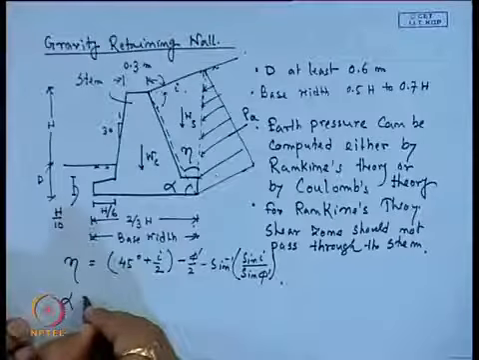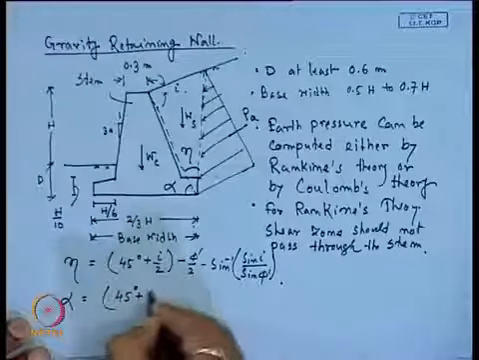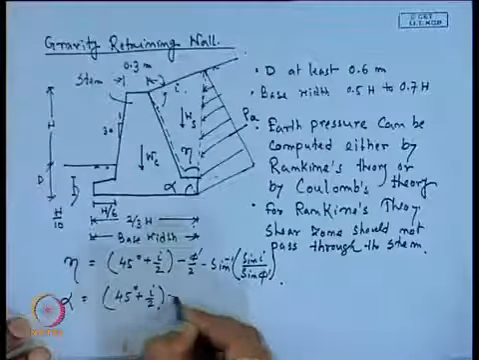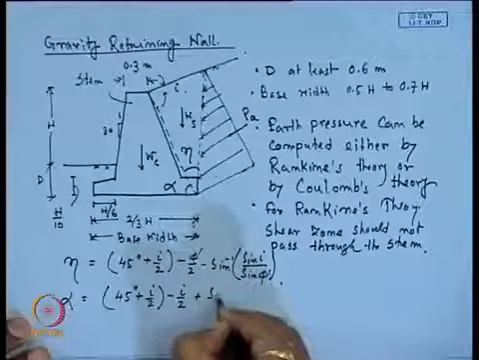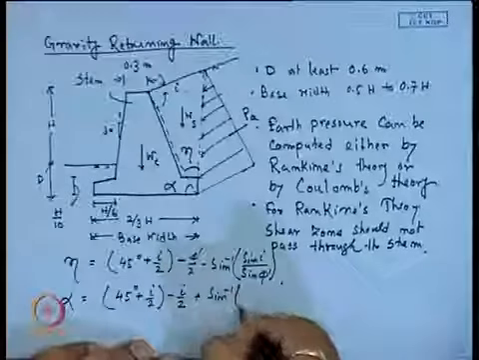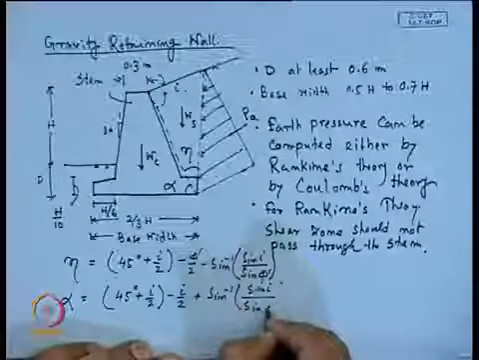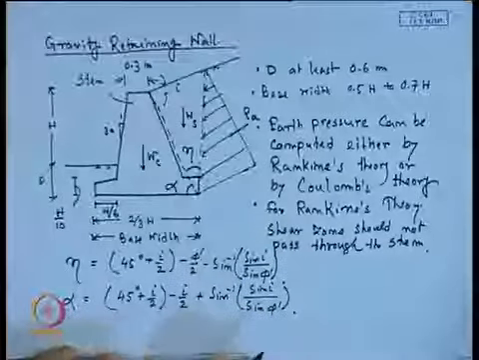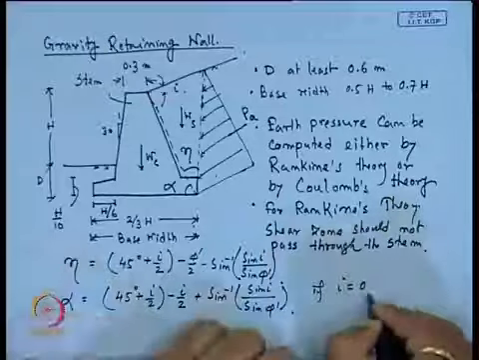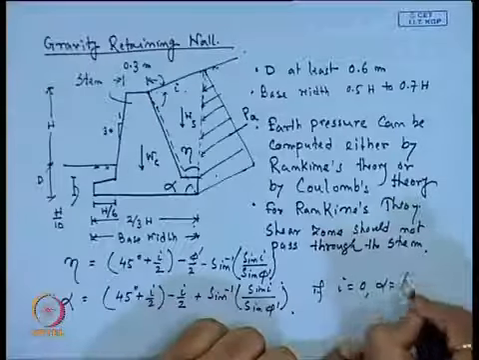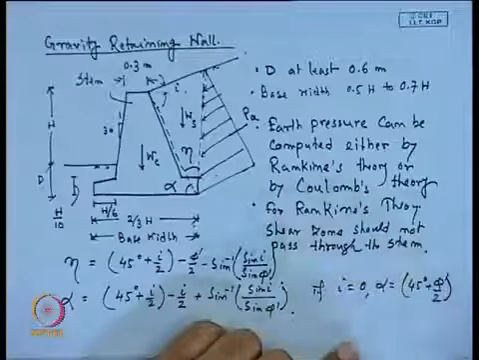Similarly, alpha is equal to 45 degree plus i by 2 minus i by 2 plus sin inverse sin i divided by sin phi dash. So, now if i is equal to 0, then alpha is equal to 45 degree plus phi dash by 2.